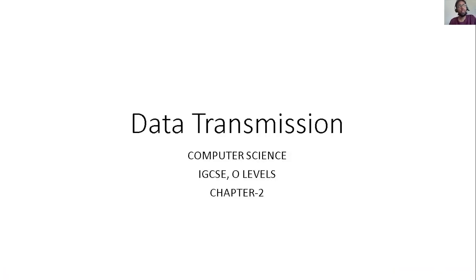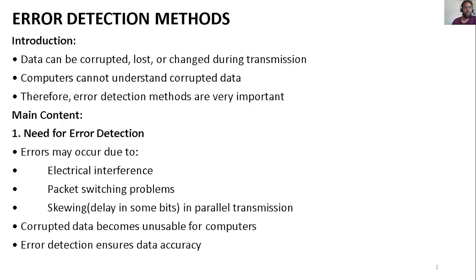Okay, now let's see about the next topic, that is error checking. And here we will first do the first kind of error checking, that is parity checks. Let's start our lecture. This is Unit 2 data transmission for IGCSE and O levels book. Let's start. Now, error detection methods, there are different error detection methods.